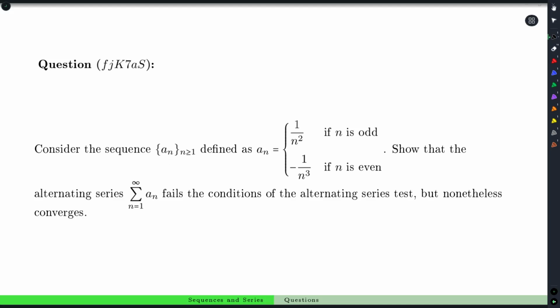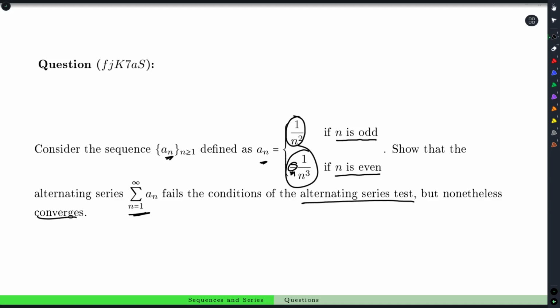Consider the sequence AN defined as follows: if our index is odd, AN is equal to 1 over n squared. If the index is even, it's minus 1 over n cubed. Show that the alternating series, and it's definitely alternating because it goes plus, minus, adding up these ANs, fails the conditions of the alternating series test, but still show that it converges.